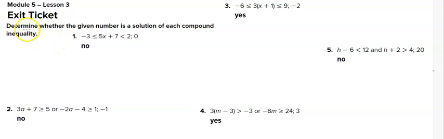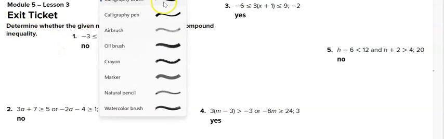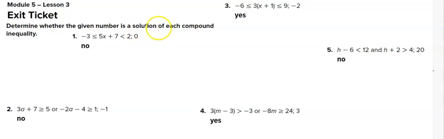Read me the instruction first. Okay, so all they're asking you is this: is 0 a solution of this compound inequality? Why do you think we call it a compound?